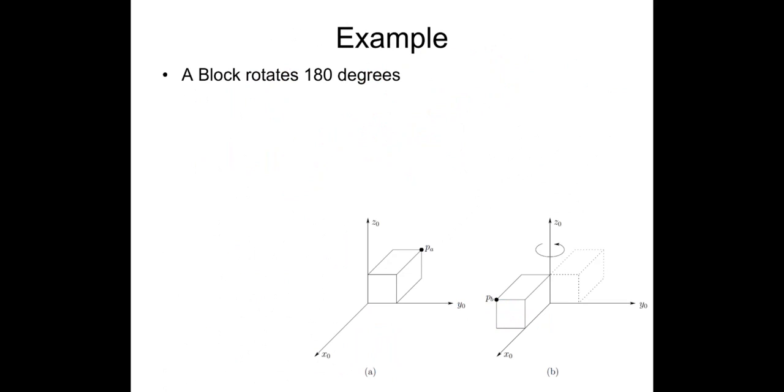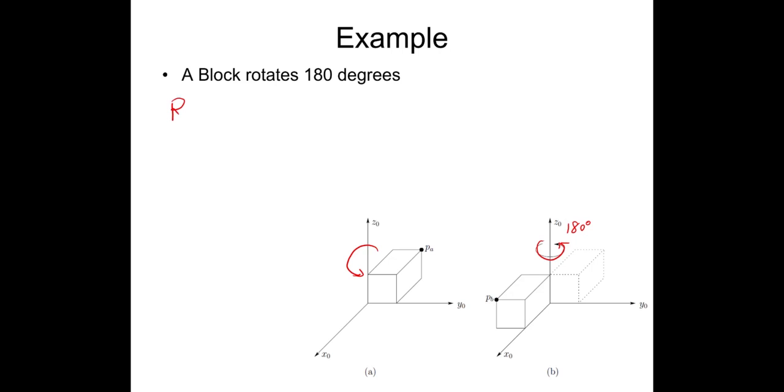Okay, so this is an example where we have a block, and the block is rotating counterclockwise. We rotate from the original position counterclockwise for 180 degrees, and then it goes to the new position. Okay, so then what is the rotation matrix? The rotation matrix is a rotation around the z-axis with the angle of 180 degrees.